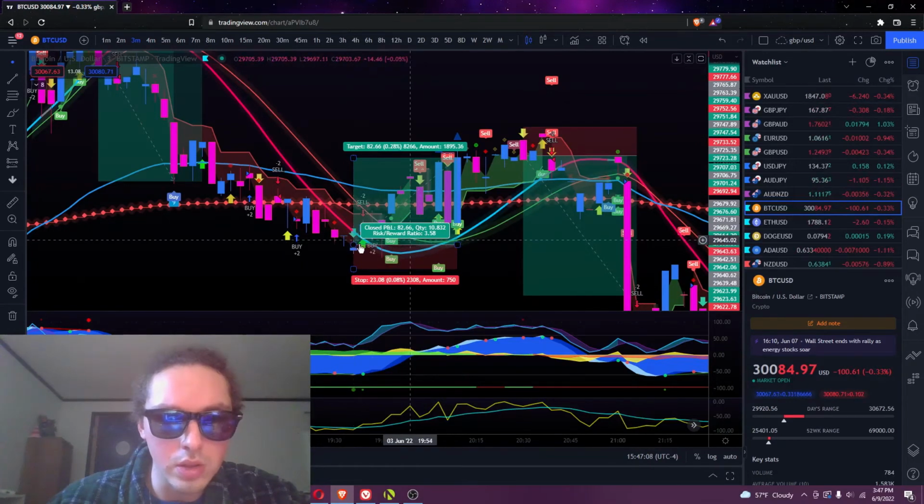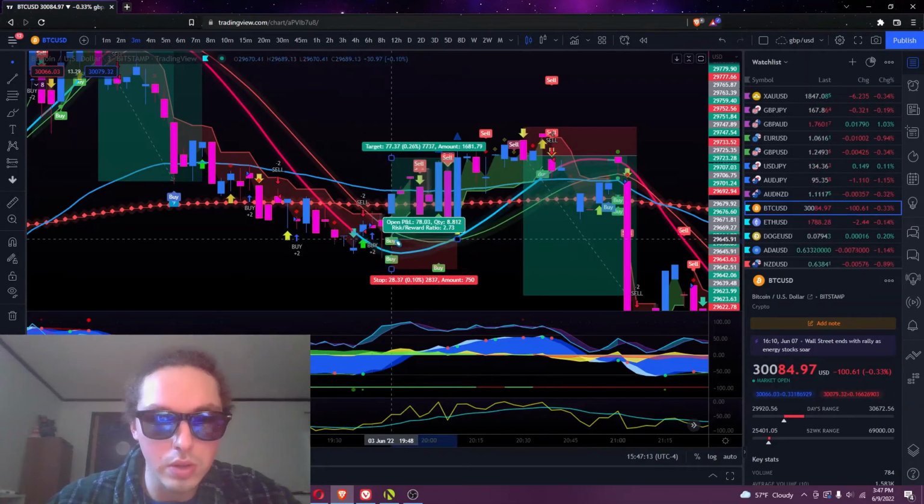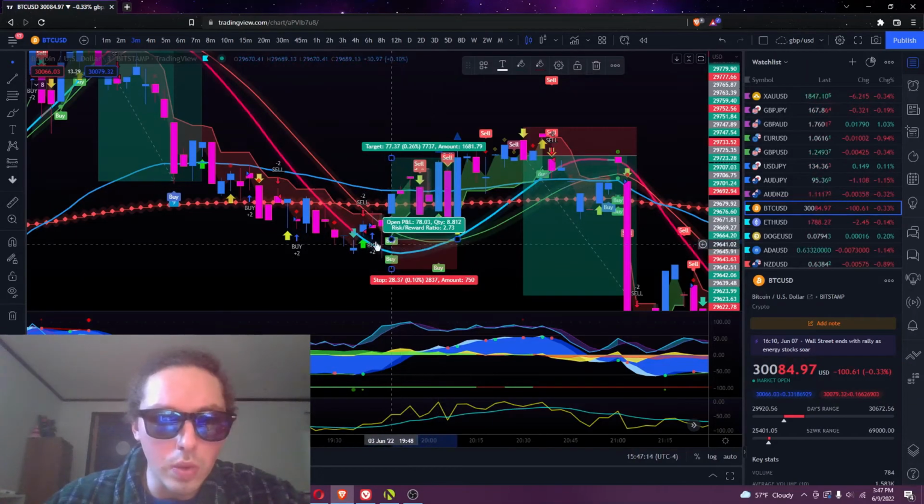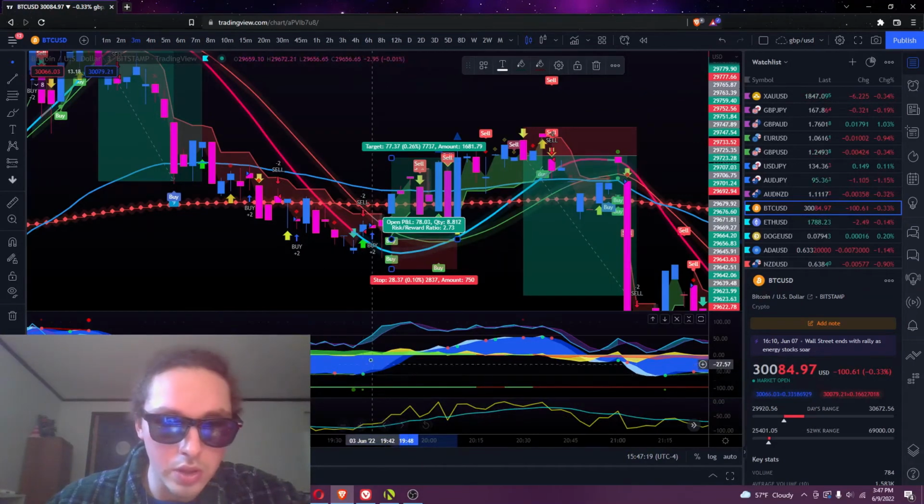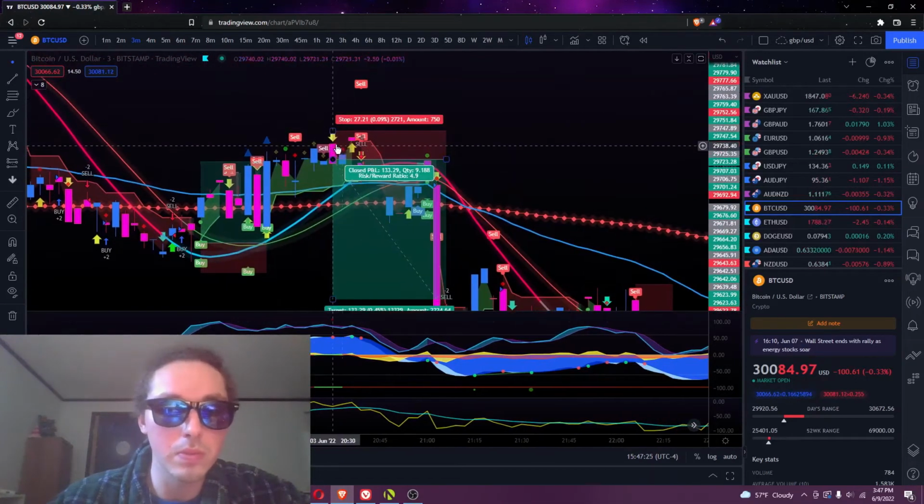Where are the indicators? I might have moved this one. Anyways, we took the trade around here probably. We got 1, 2, 3, 4 grouping. We got a green dot here. It's the VWAPs crossed over and the Williams is in the pluses.